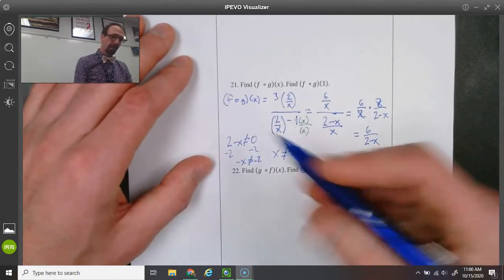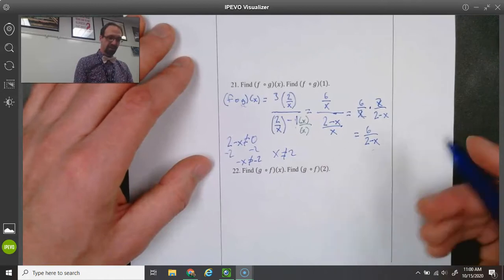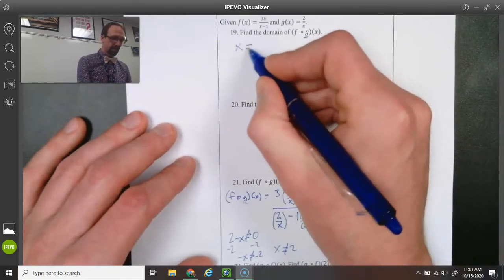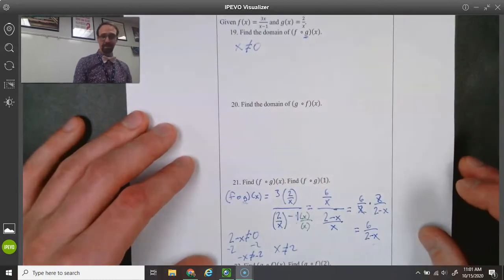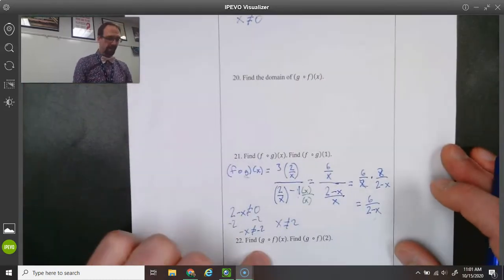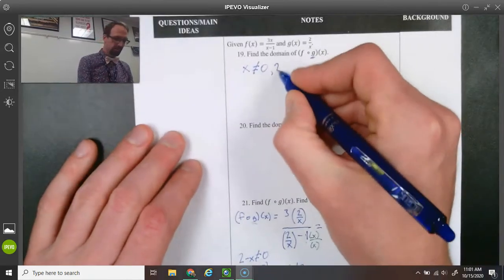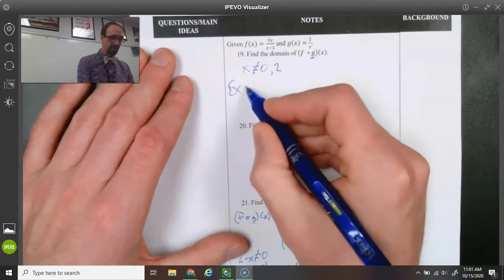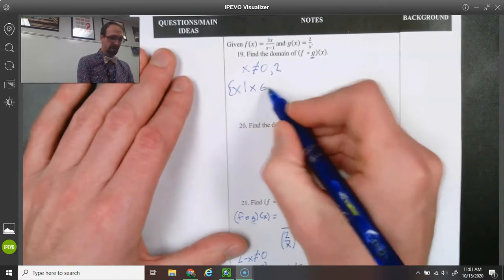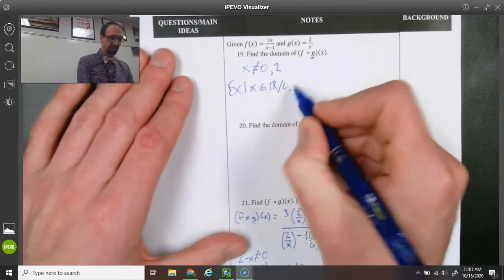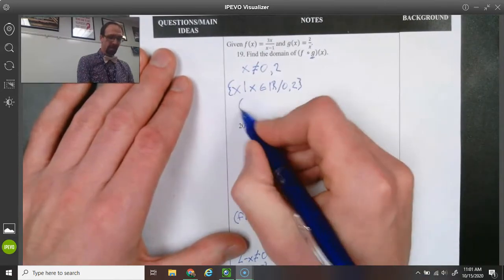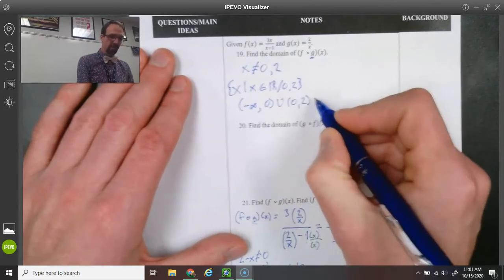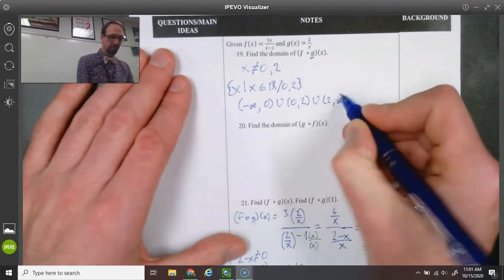Also, when we find the domain, we need to find the domain of whatever g of x is. In this case, g of x was 2 over x. So if we set x not equal to 0 and solve, we get x is not equal to 0. So that's one of the values that we can't have. The other one is x cannot equal 2. So x can be any number we want. In set notation, the set of x's such that x is an element of the real numbers except for 0 and 2. In interval notation, negative infinity to 0, non-inclusive, union, 0 to 2, non-inclusive, union, 2 to infinity.